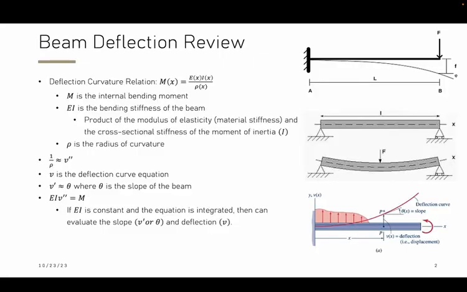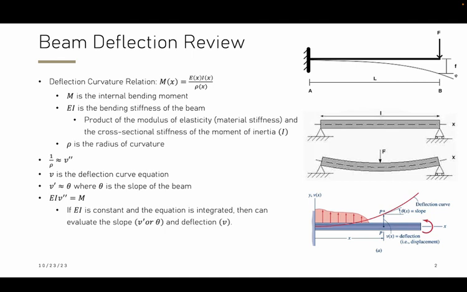So the first thing is a little bit of review from the beam deflection review. Overall, we have our deflection curvature relation, which is our moment is equal to our constant modulus of elasticity times our moment of inertia. In some cases that will be a constant, in some cases it will be varying. Our EI is the bending stiffness of the beam, while M is the internal bending moment. Rho is our radius of curvature, which is the denominator in our deflection curvature relation.